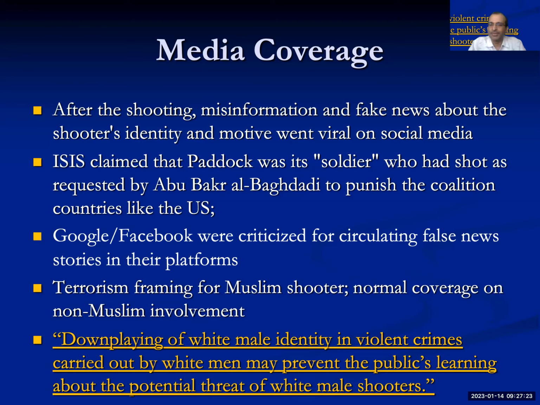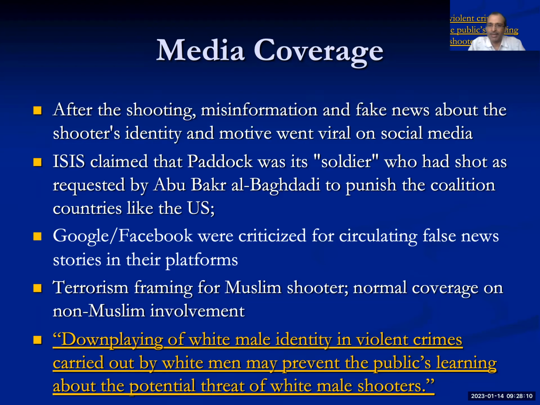Terrorism framing for Muslim shooters, normal coverage for non-Muslim involvement. So there are two incidents we can figure out here. Like in New Zealand, a white supremacist. Here, another white supremacist. And in other countries also, when whites are involved, usually they are less likely to be immediately linked to some other extremist group, some international mafia group. But when there are some non-Muslims, they are quickly associated with some mafia group. So this is the trend even in international media narratives, especially in the West.